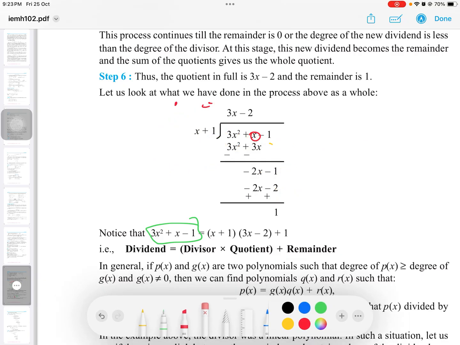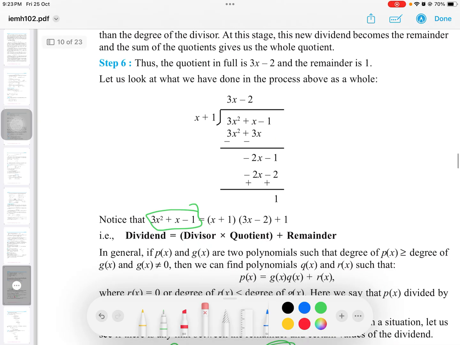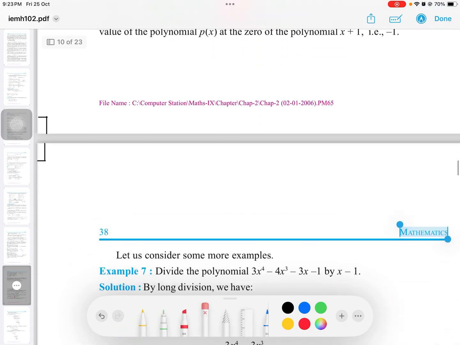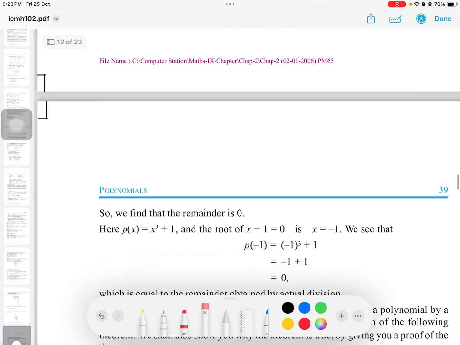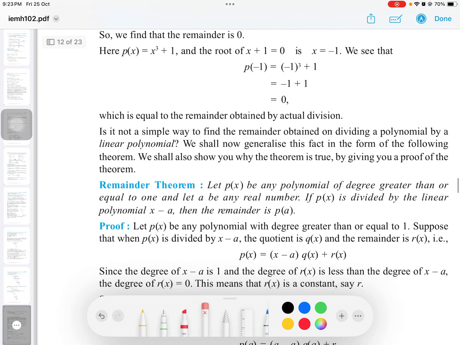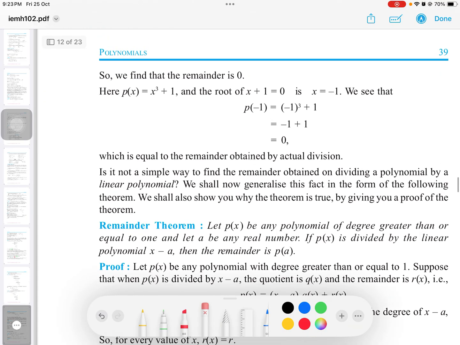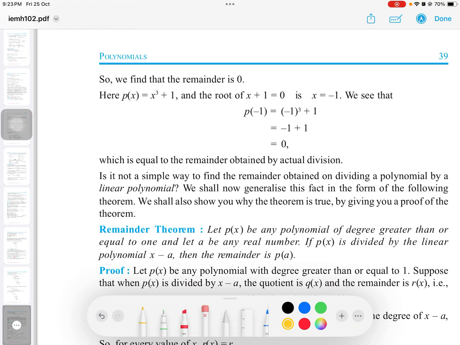That is the remainder theorem. Okay, you just substitute the value of x in the polynomial and the result is your remainder. That's all there is to it. Okay, that's literally all there is to it. Okay, so that's what they're saying. Look, consider x cubed. Consider another example.